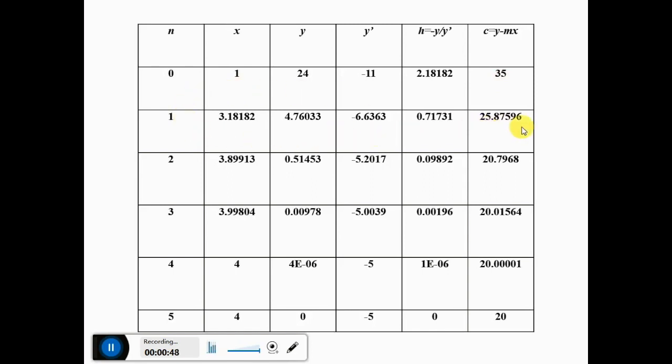In the different iteration process we are going through these numbers. And here in the fourth step itself, for x equal to 4, y is almost 0. 4 into 10 power minus 6, that's almost 0, but not 0 exactly. And in the next step, fifth step, it is perfectly 0.